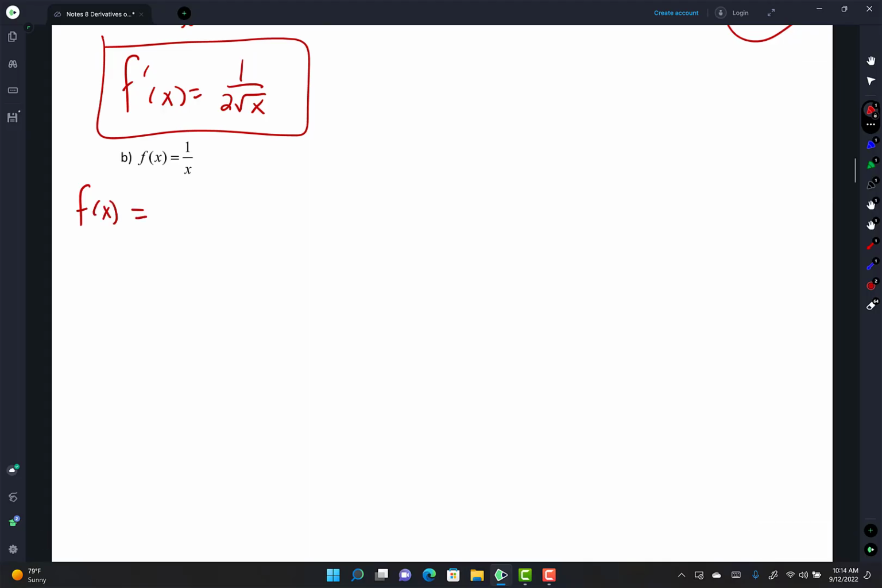Here we go. F prime of x equals limit as h approaches 0.